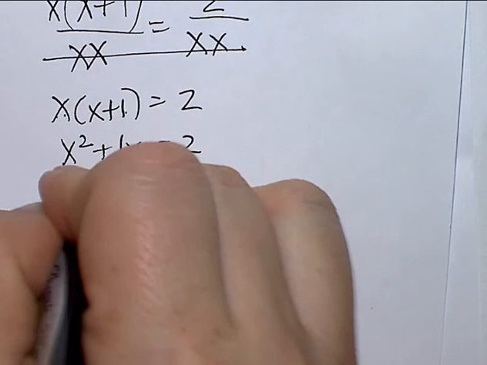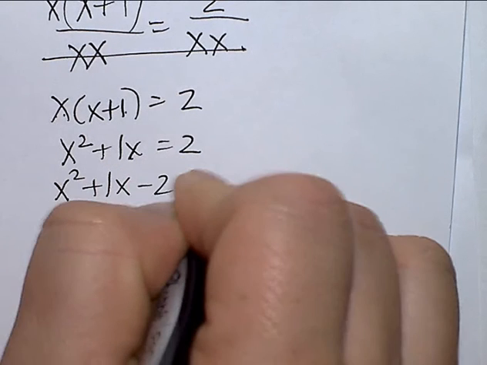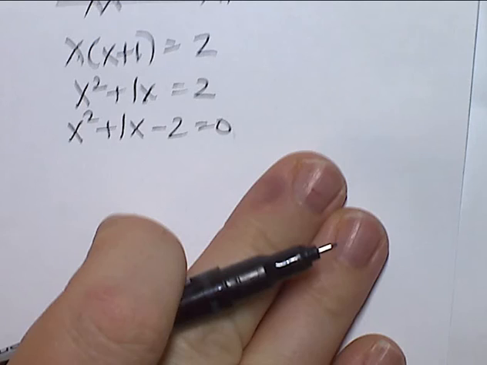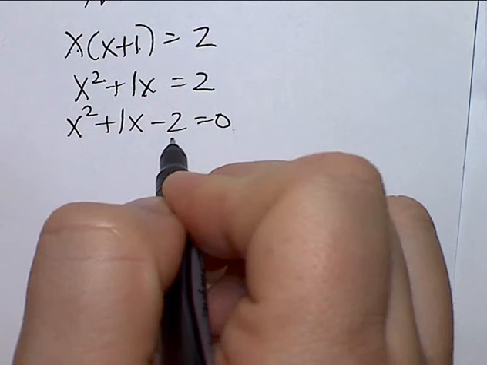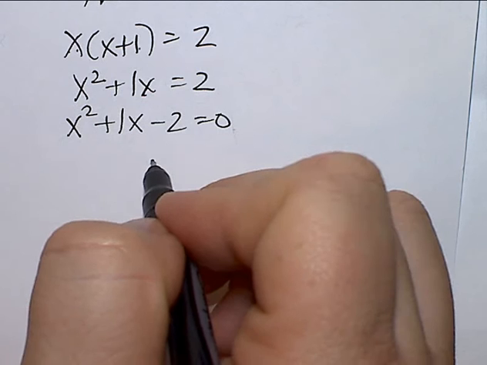x squared plus 1x minus 2 equals 0. Okay, what multiplies to give you negative 2 and adds or subtracts to give you 1?